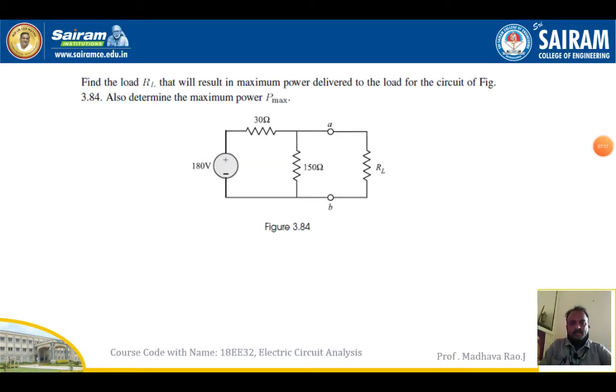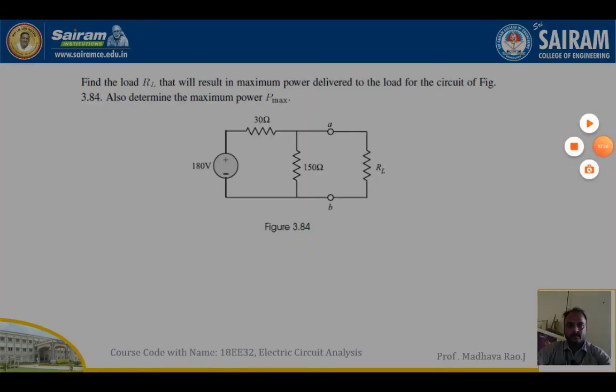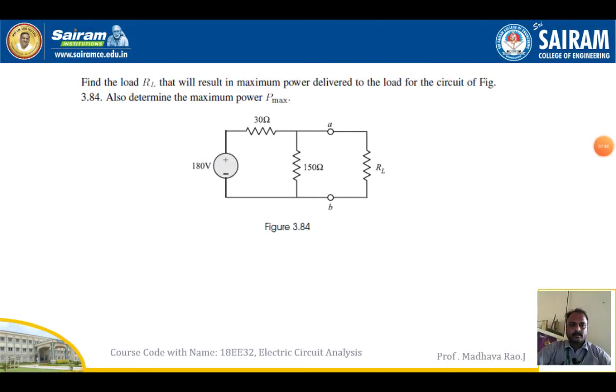So coming to the problem based on the maximum power theorem: find the load resistance RL. So in this problem, what we have to find out is the RL value and P max, the maximum power. Those two values we have to find out.